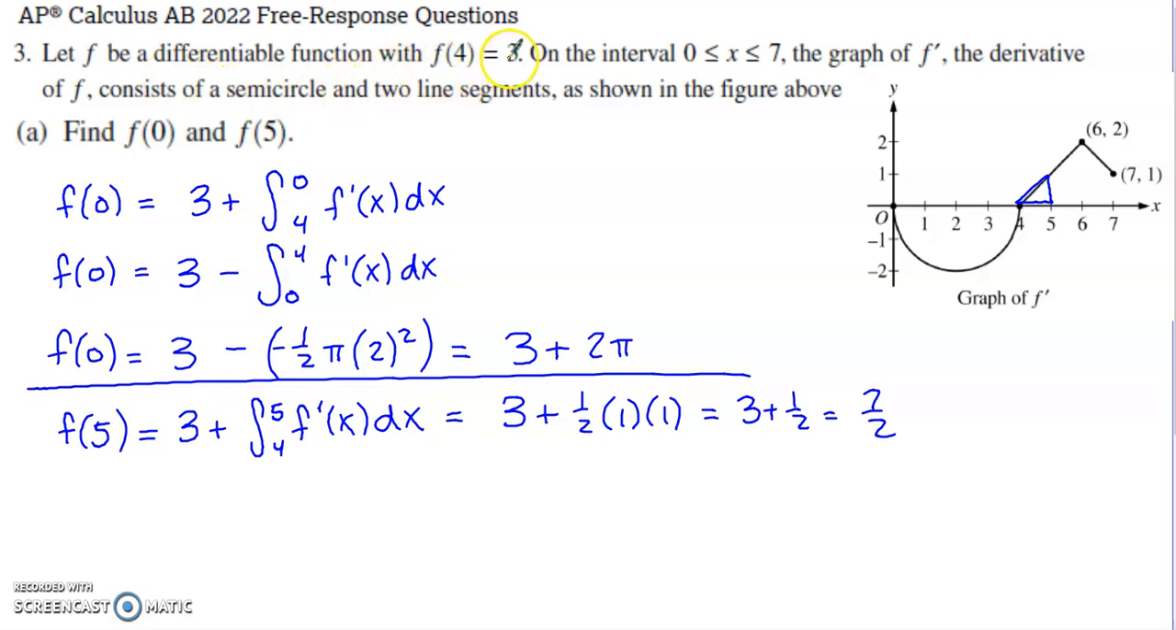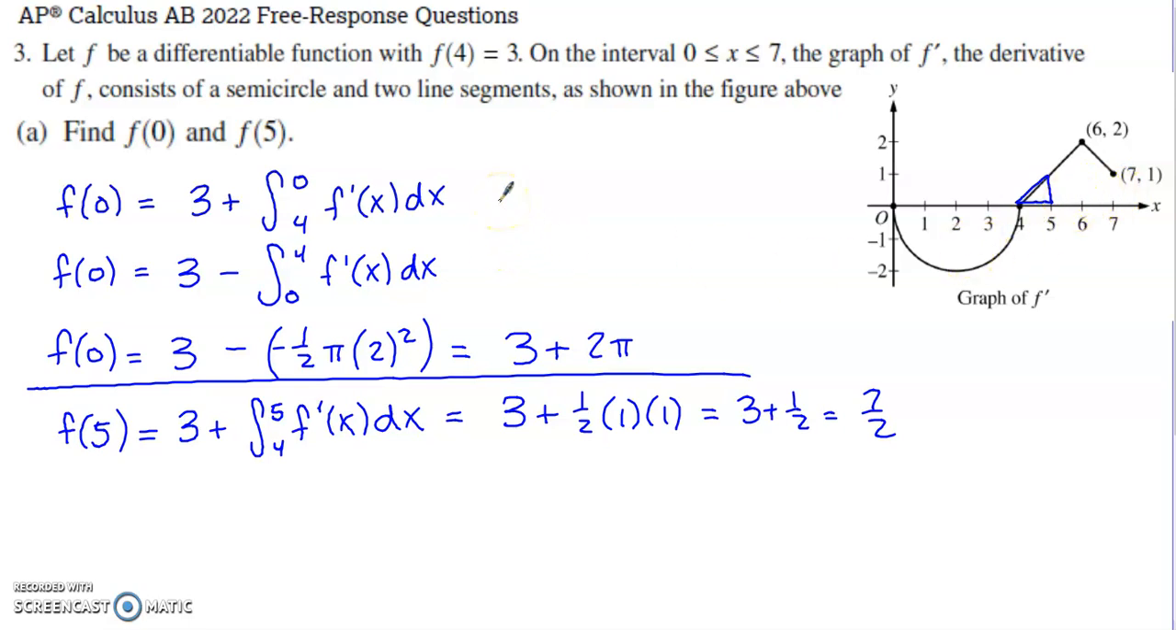F of 4 is equal to 3. Then they want us to consider the interval 0 to 7. That's what we're provided with the graph of f prime for. It's consisting of a semicircle, so it's pretty obvious where that sits, and then the two line segments that we see here. We want to find two things in part A.